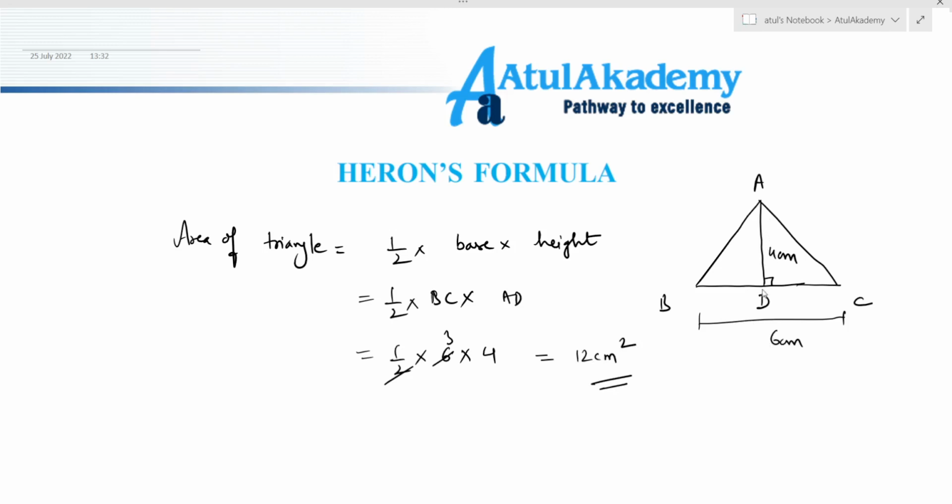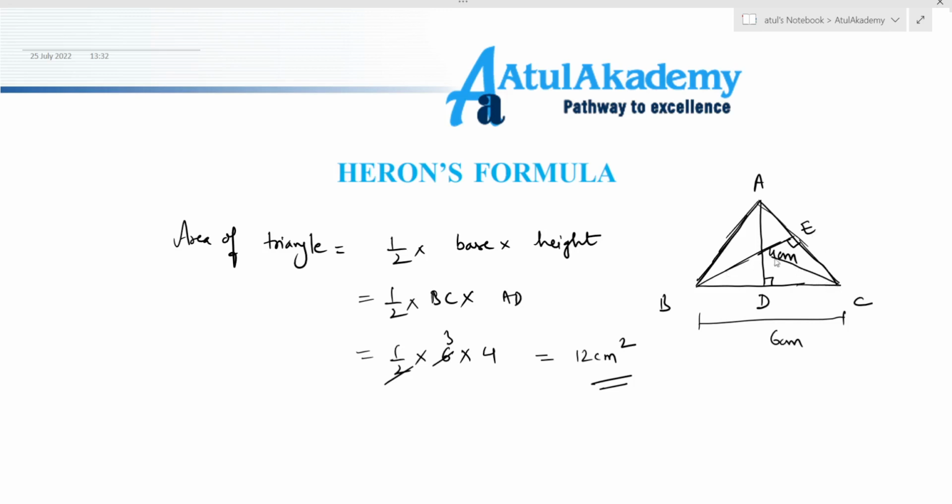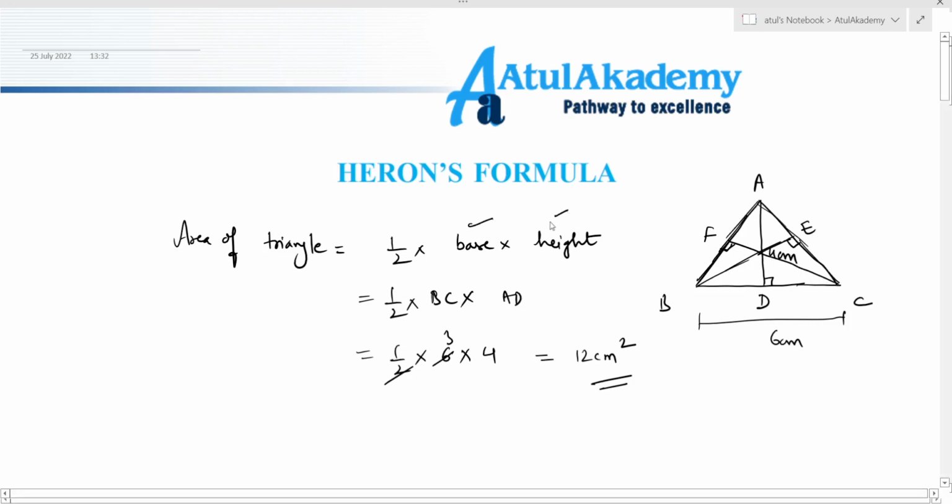Altitude is always corresponding to the base. If you consider this as the base, the altitude should be this, let's say BE. If you consider AB as the base, the altitude should be, let's say CF. Fine. This was the formula when base and height were given.